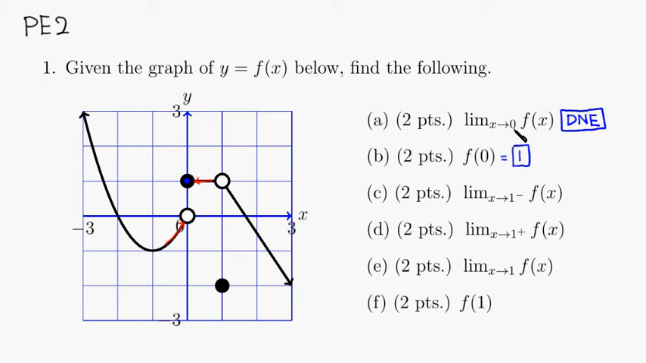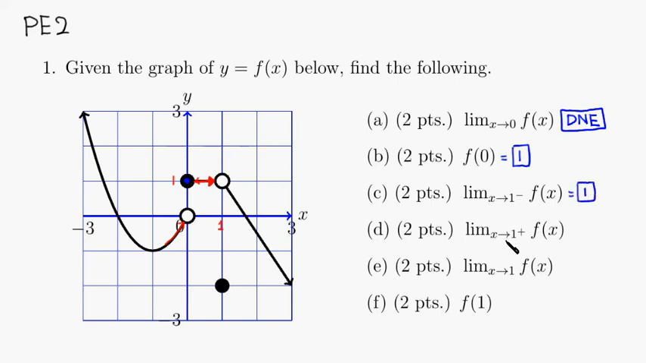Part C. This is a one-sided limit. You're coming from the left at 1, so you're approaching 1. So 1 is right here. You're approaching from the left because of the little negative sign. So you're approaching this point whose y-coordinate is 1. So we know that this is 1.